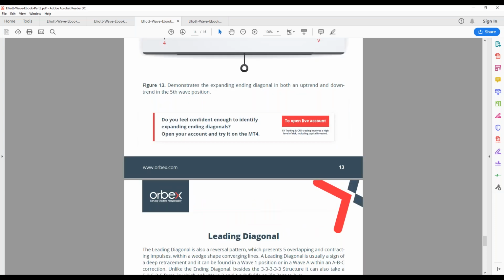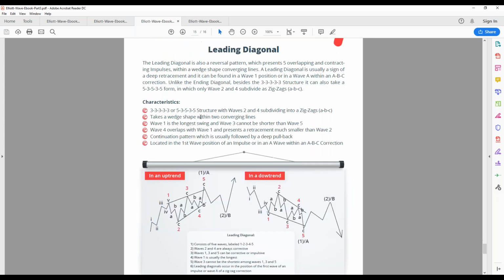Now a leading diagonal is different because it occurs either in a wave 1 or A. It also takes the form of a wedge shape, and the lines are also contracting. Wave 3 could be the shortest wave sometimes. This is debatable, but it is acceptable under some circumstances and in some Elliotticians' views. But one thing is for sure: in the leading diagonal, wave 1 is the strongest swing.